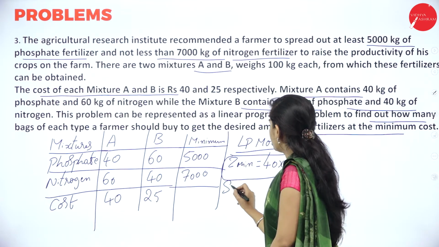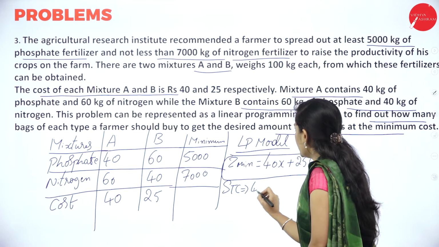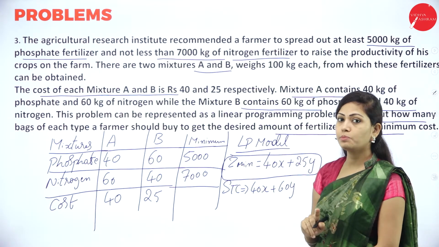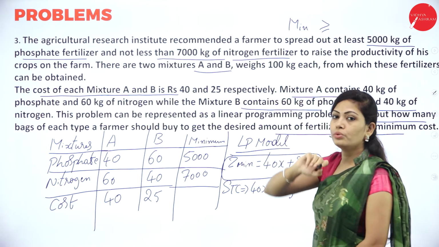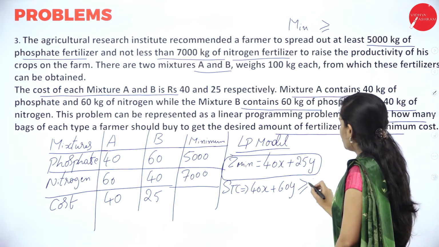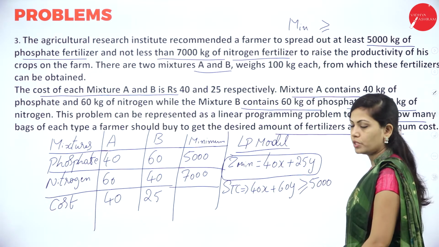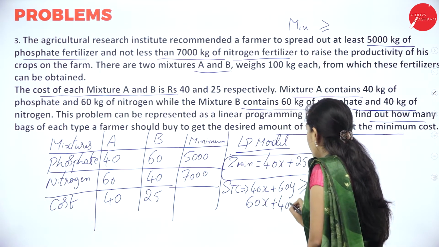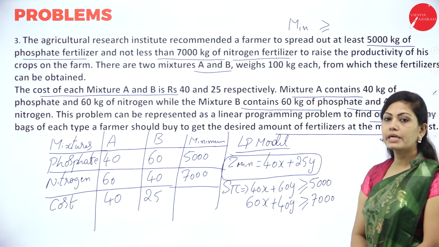And subject to constraints. First write the constraint values: 40x plus 60y. Since this is a minimization problem, you have to use the greater than or equal to symbol for the availability of the product. So 40x plus 60y greater than or equal to 5000. And the second constraint is 60x plus 40y greater than or equal to 7000.